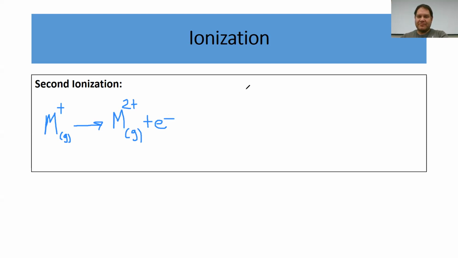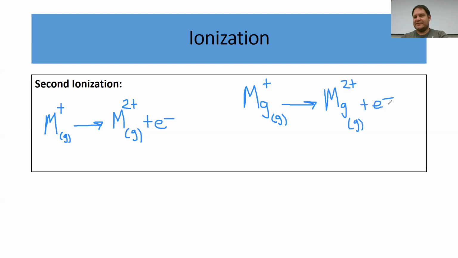If I wanted to use our magnesium sample, again, it's already got to be a +1 charge in the gas state and undergoes our process of losing a second electron, making it Mg+2 in the gas state, and then the one electron that is being ionized or lost, okay? So there's two examples of the first and second ionization process.